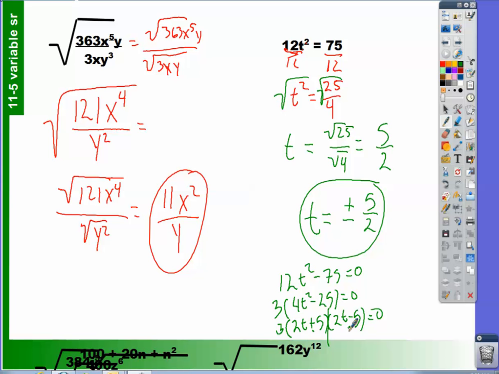So you could get this answer either by factoring or by getting the t by itself and square rooting everything. Either way will work. Doesn't matter to me. All right.